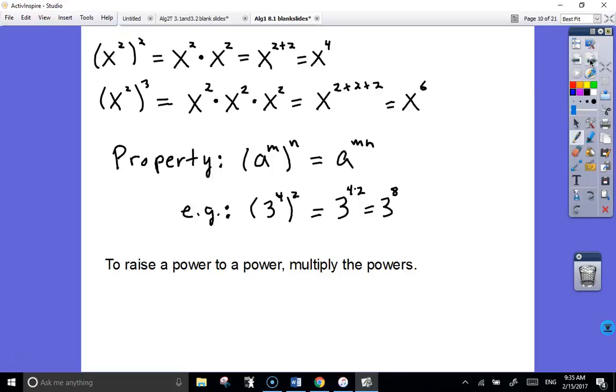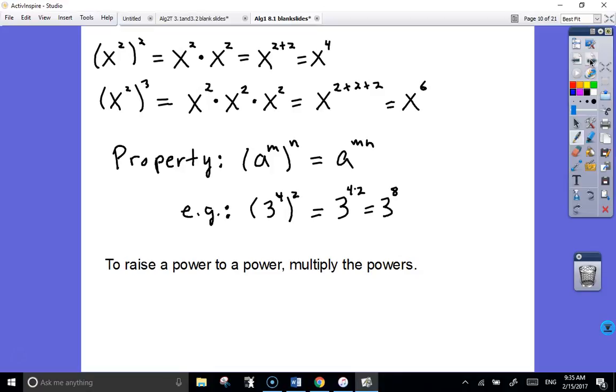Okay, here's our next property. What if you've got a base raised to a power, and then that's in parentheses, and it's raised to the power again? Well, remember, what does it mean when we square something? It means multiply that thing times itself, right? So if I say x squared squared, that's x squared times x squared, right? And now we can use the property from before. What do you do with the exponents? When you're multiplying the same base, you add them up and you get 4. Not a great example because in the end, 2 plus 2 and 2 times 2 is the same thing.